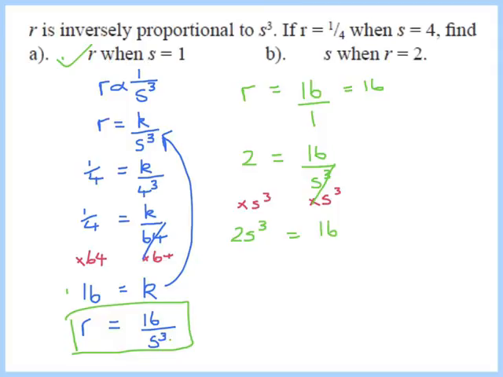I still want to get s on its own, so the next thing I'm going to kick off is this 2. I'll do that by dividing everything by 2. That gets rid of it, so that will leave me with s cubed. 16 divided by 2 is 8. Now I just need to get rid of this cube, sorry. And to do that, I've kind of given that away already. I'm just going to cube root both sides. If I cube root both sides, that cancels out the cube, and I get the cube root of 8, which is 2.